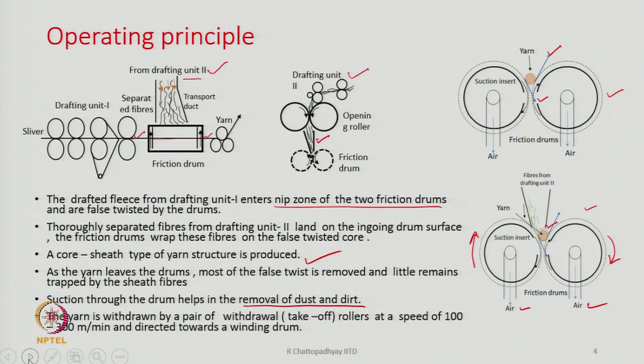The yarn is withdrawn by a pair of rollers or withdrawal rollers, sometimes called take-off rollers, and the withdrawal speed varies between 100 to 300 meters per minute. So, the yarn is pulled out like it is shown here. These are the withdrawal rollers or take-off rollers. From there, the yarn goes to the winding unit, and you are all familiar with winding of yarn on cone or cheese.